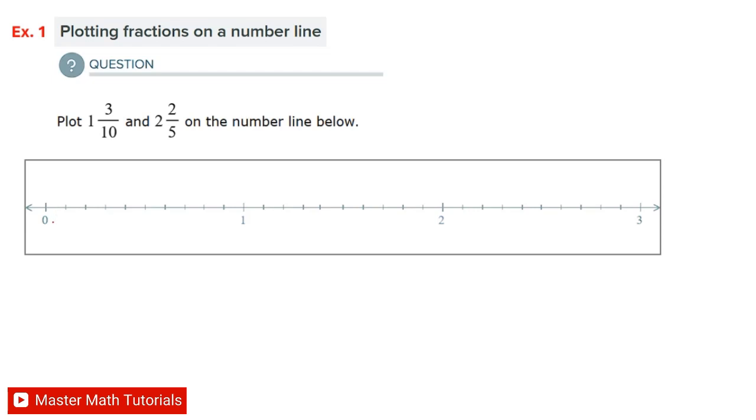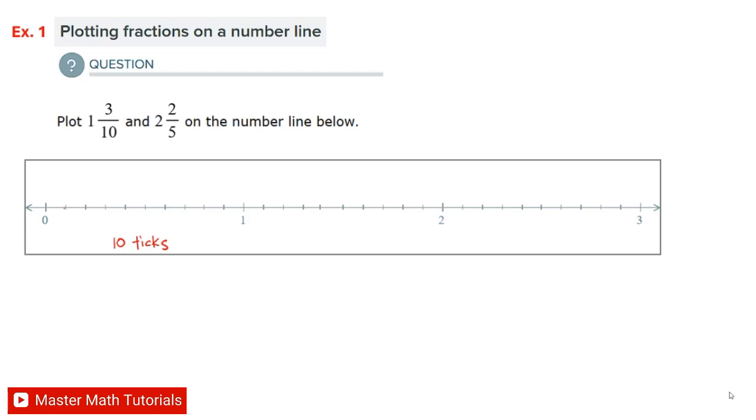So let's see here. From 0 to 1, we have 1, 2, 3, 4, 5, 6, 7, 8, 9, 10. This number line has 10 ticks between each whole number. So it's very important that our denominator matches the number of ticks, because it will be easier for us to find that number or find that position.